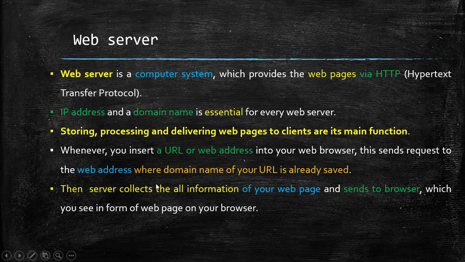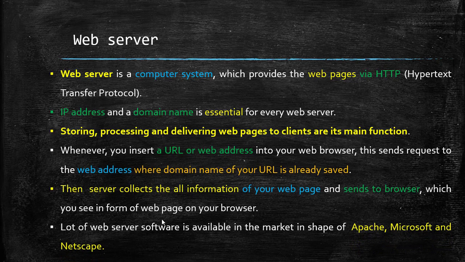After receiving the request, the web server will process it. The server collects all the information of the web pages that we have requested, and after collecting this information, the web server sends it all to the web browser. After receiving this information, the web browser will display it, and we can see it in the form of web pages. So this is the communication between web browser and web server.